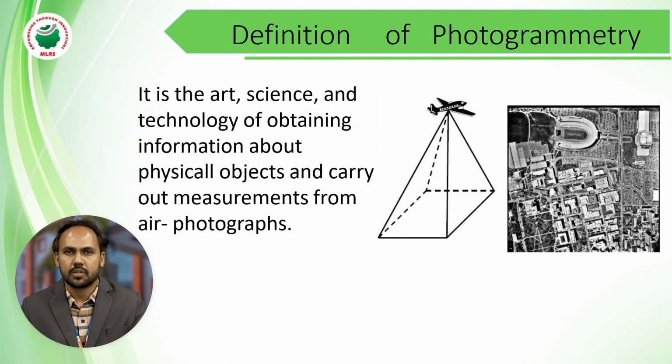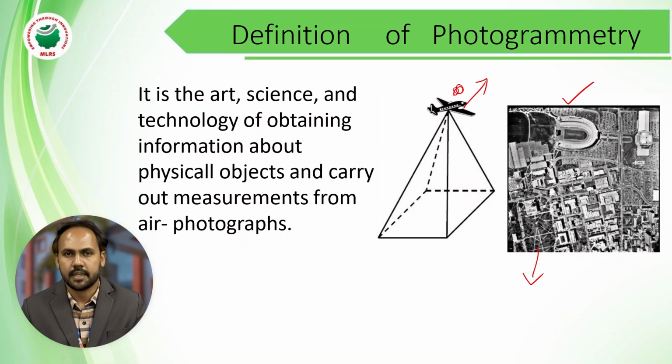Coming to the definition, photogrammetry is the art, science and technology of obtaining information about any physical objects and carrying out various measurements from air photographs. If you see the photograph beside, this is the aeroplane which is mounting the camera inside it, facing the downward direction. This is the vertical photograph which has been taken from the air. That means this aeroplane is mounting a camera facing downward, and this is the vertical photograph taken from the aeroplane of any city or any area we would like to capture or measure.